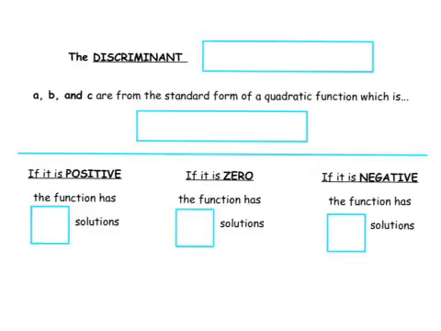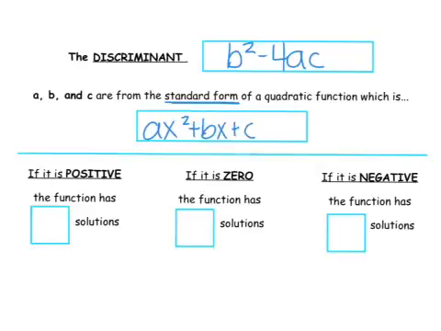In order to help us remember things, we first are going to look into the discriminant. The discriminant, remember, tells us how many solutions we could have. First off, we need to remember what it is. Remember the discriminant is b squared minus 4ac. And a, b, and c come from the standard form of a quadratic function, which is ax squared plus bx plus c. And remember, it has to equal 0 in order to pull out our a, b, and c.